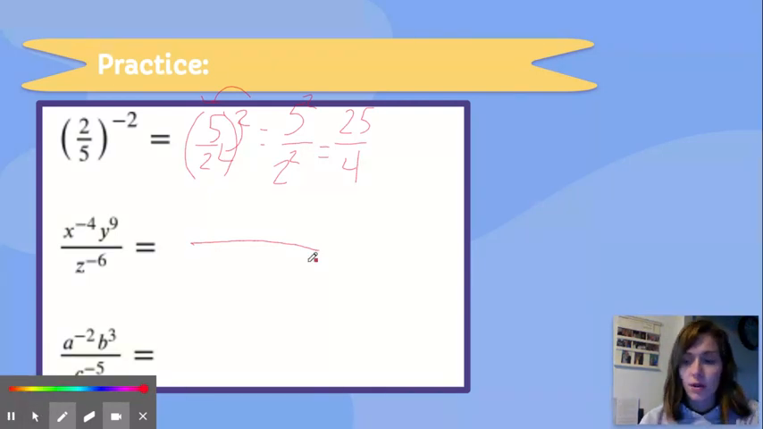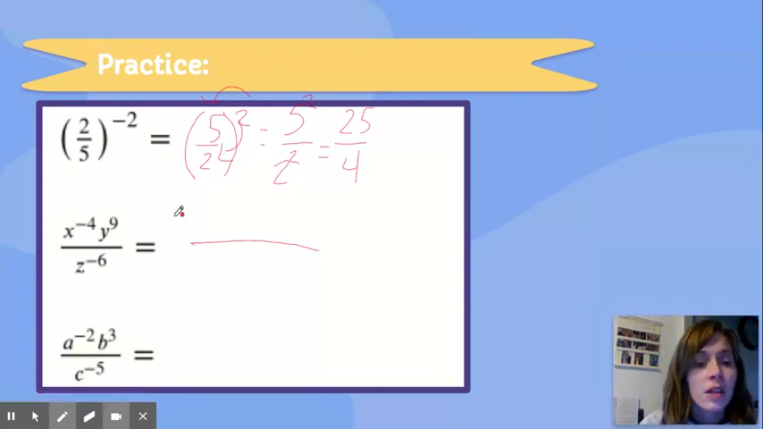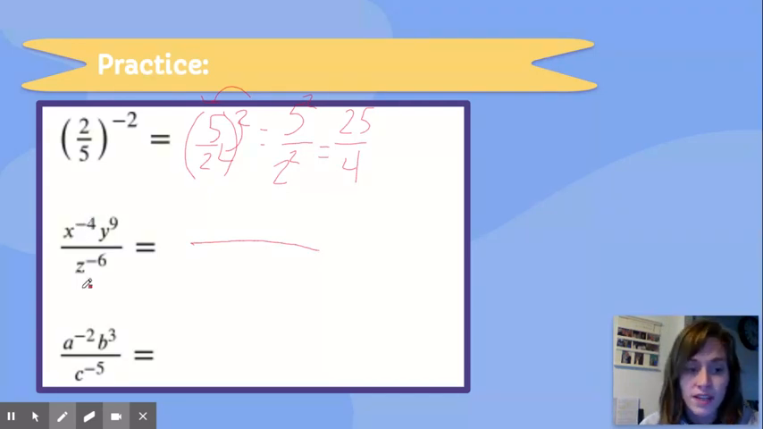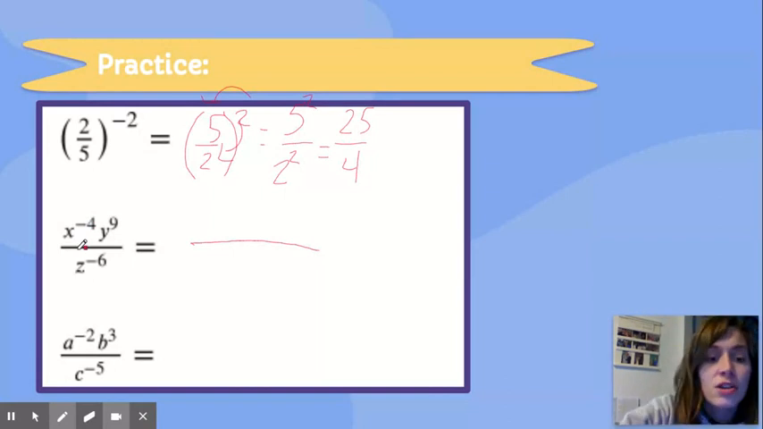All right, so if the exponent is negative, we do the reciprocal, which really just means we're going to move it to the other side of the fraction. So to make this x to the negative 4, x to the positive 4, we just move it to the denominator. So I'm going to write it down here in the denominator.